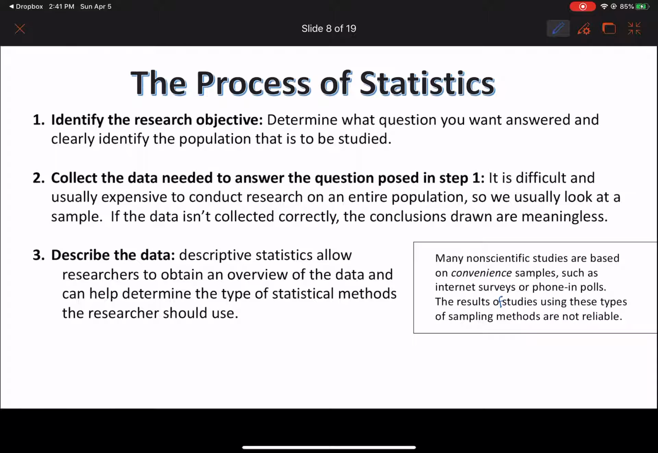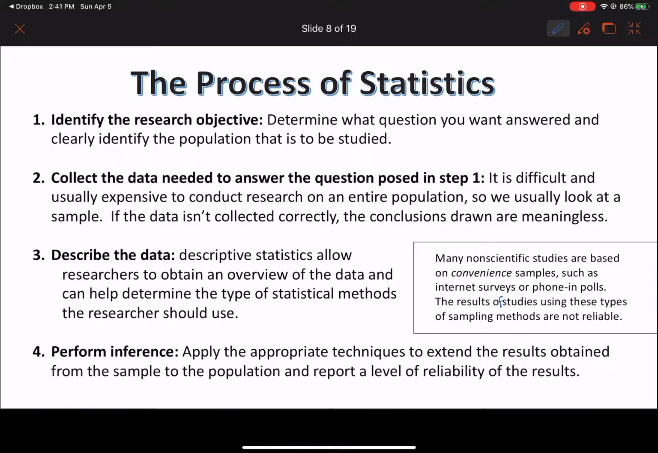Step 3, describe the data. You need to make sure that you get an overview of the data, like, for example, me saying 92% of my students would return the money. Without making any inferences, just describe your data and then figure out what methods you need to use.